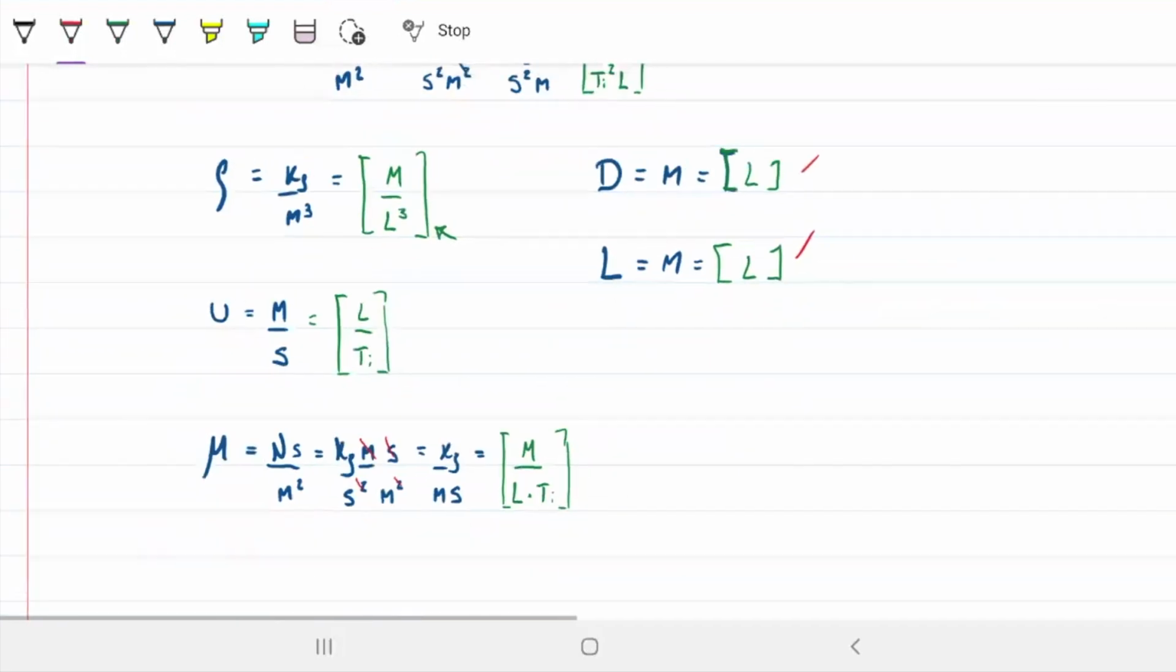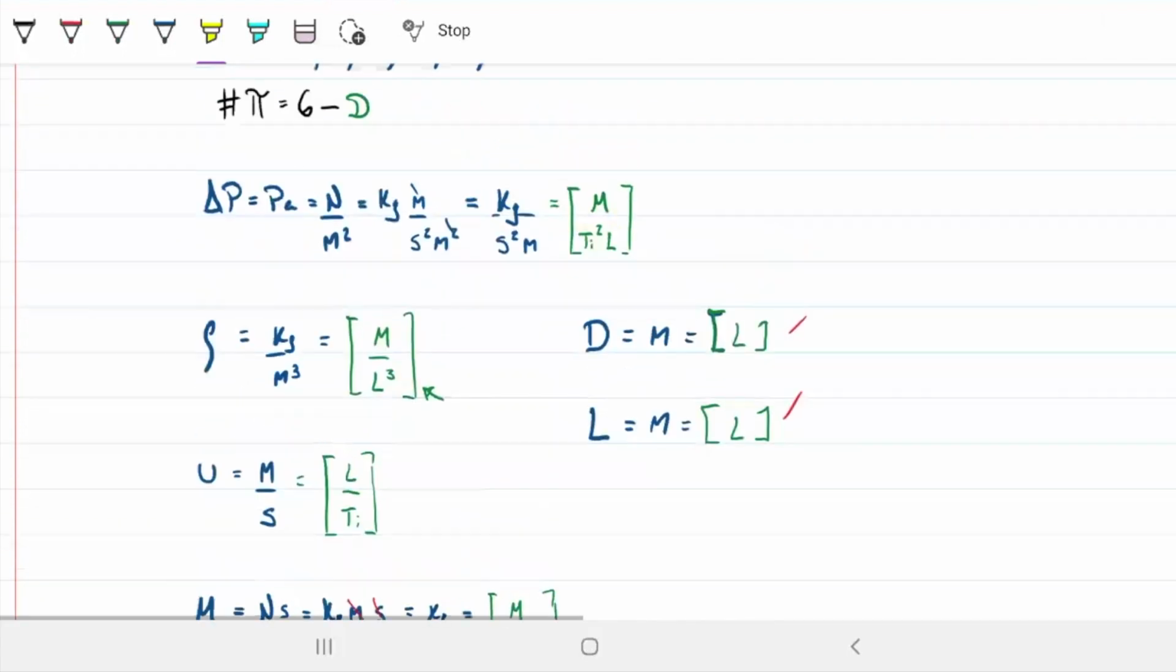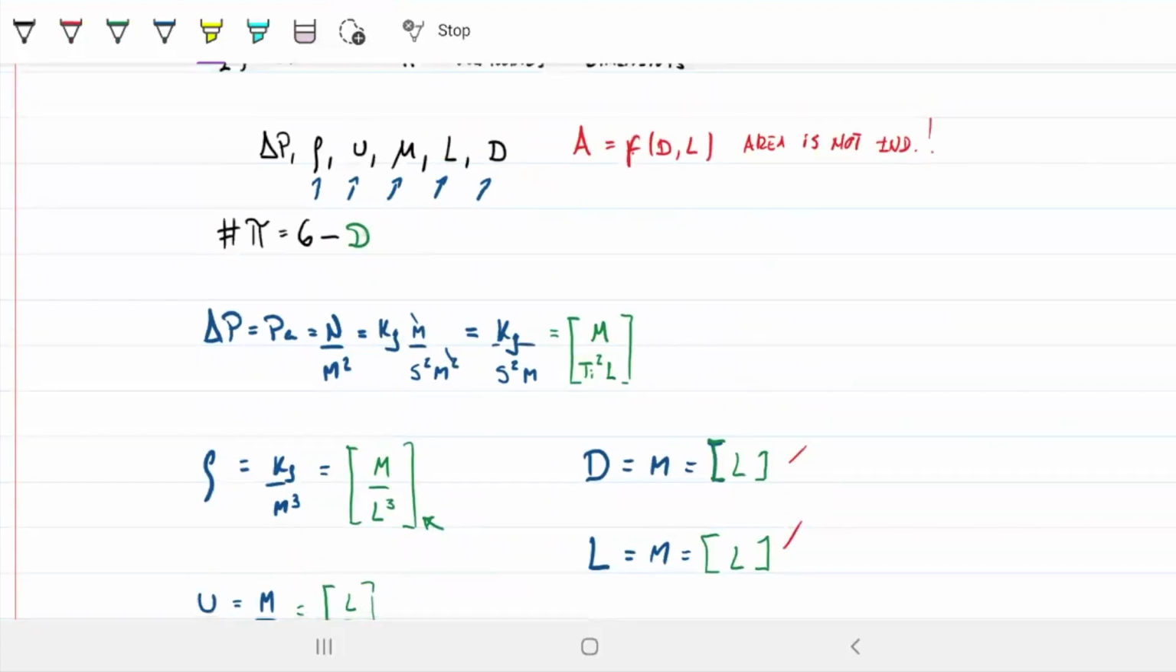All right, so how many dimensions do we have here? We have mass, time, length, okay? So the only dimensions we have are mass, time, and length, which makes a total of 3 dimensions in all our variables. So we go back to our Buckingham Pi theorem, and where we had the number of dimensions there, we're going to have 3. So that means 6 minus 3 is 3. That means that we have 3 pi groups.